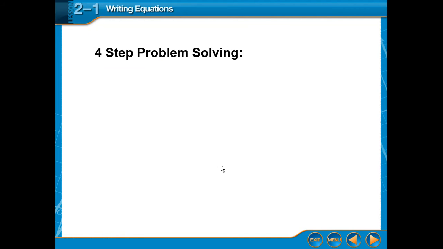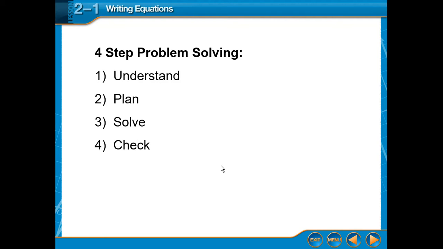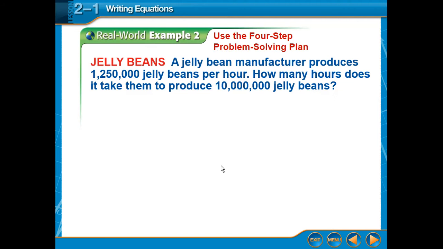Okay, when we have word problems, there should be some steps that we should be following so that we can understand it best. So there's 4-step problem solving. So the first step is to understand what it is you're looking for, what they're asking for. So you're going to make a list of information you have and what it is you're trying to find. The second step is to plan how you're going to solve it. Third step is to actually solve it. And then once you solve it, you just want to go back and check and make sure your answer makes sense. Okay, so let's use this process to solve this thing.